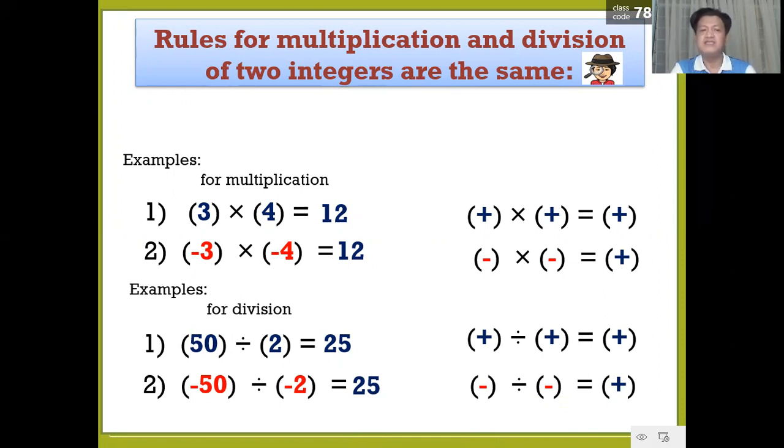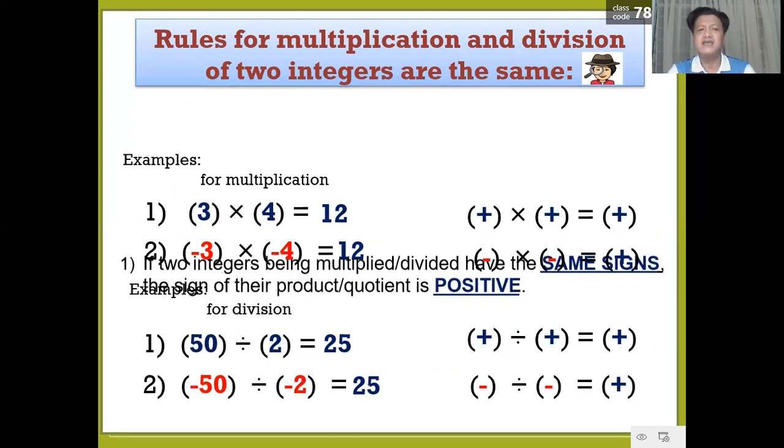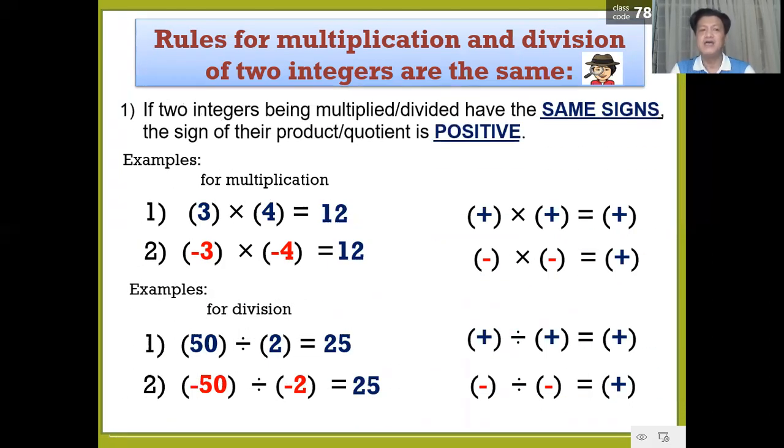Meaning to say with this given example for multiplication and division, we can say that the rule is simply if two integers being multiplied or divided have the same signs, the sign of their product or quotient is always positive. So tatandaan lang natin, no, kapag nag-multiply or nag-divide ka na magkaparehas, ang sign nila either both positive or both negative, the sign of their product or quotient is always positive.